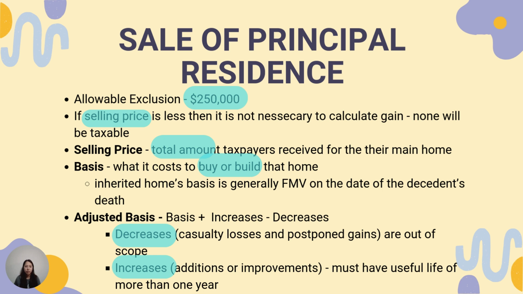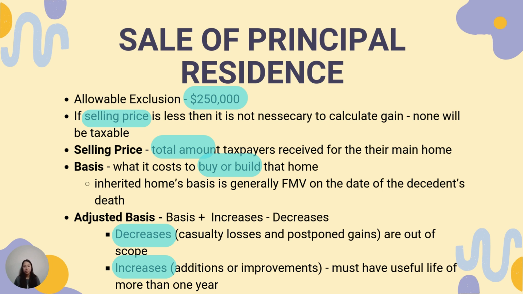And decreases are things such as casualty losses and postponed gains or depreciation, but they're out of scope for VITA volunteers. So if you have decreases on the adjusted basis for your principal residence sale, the VITA program cannot prepare that return.